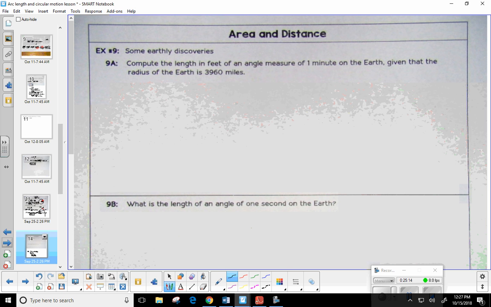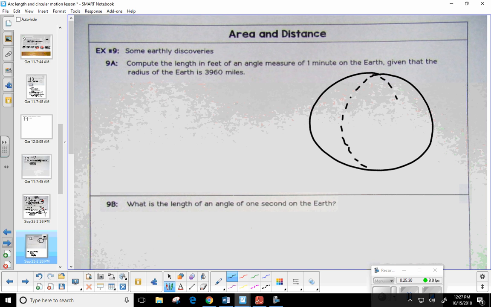Compute the length in feet of an angle measure of 1 minute on the earth, given that the radius of the earth is 3,960 miles. Okay, so a couple things here. Imagine, and I'm not going to be able to draw this very well, a sphere with a point on it. This is the Earth. As it rotates, what we're looking for is the distance the point travels in 1 minute, basically the arc created by the spinning. That's what this question is asking.